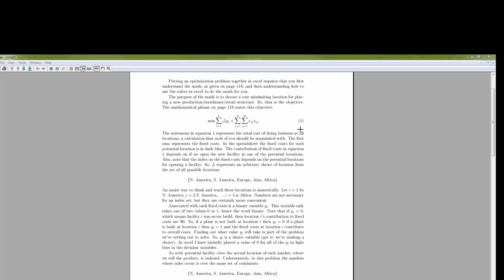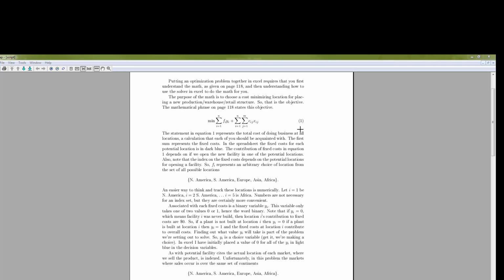states the objective. We are trying to minimize the sum as i goes from 1 to m of f sub i times y sub i, plus the sum as i goes from 1 to m, the sum as j goes from 1 to m of c sub ij and x sub ij. The statement in equation 1 represents the total cost of doing business at all locations, a calculation that each of you should be acquainted with.